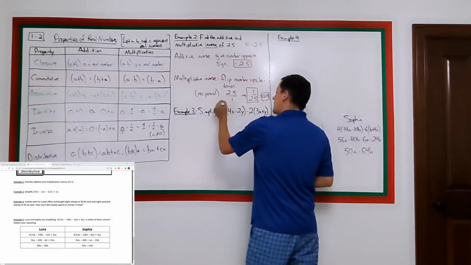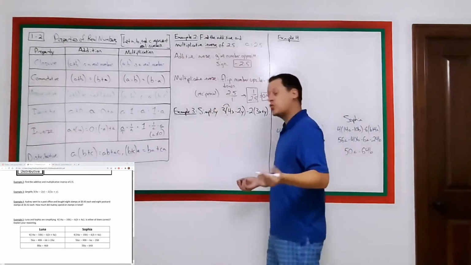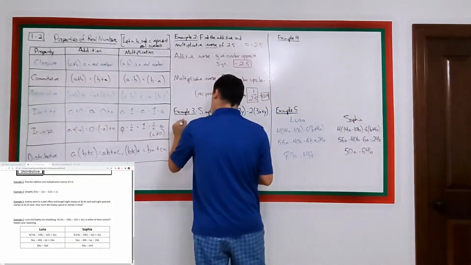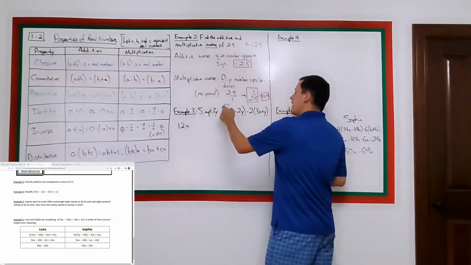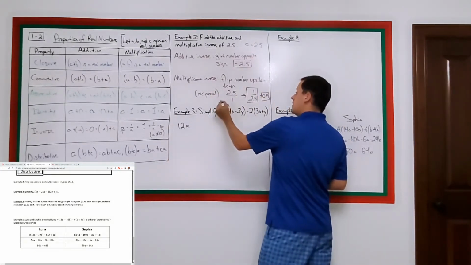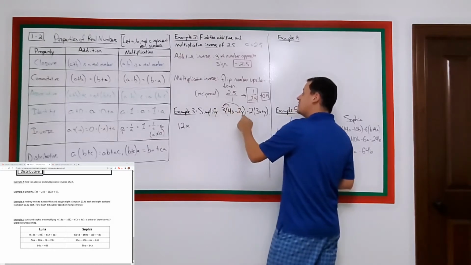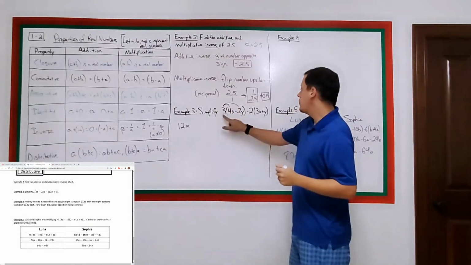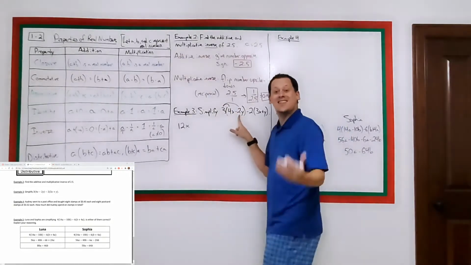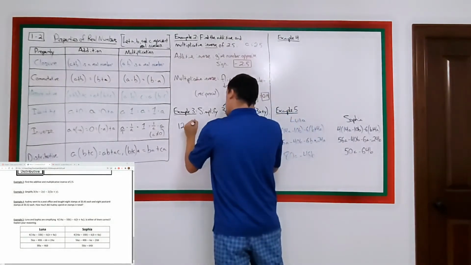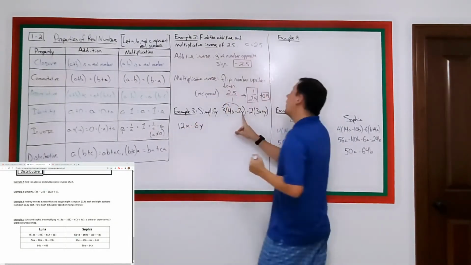3 times 4x. 3 times 4 is 12. So that's 12x. Then we distribute the 3 to the negative 2y. So 3 times negative 2 is negative 6, so minus 6y.